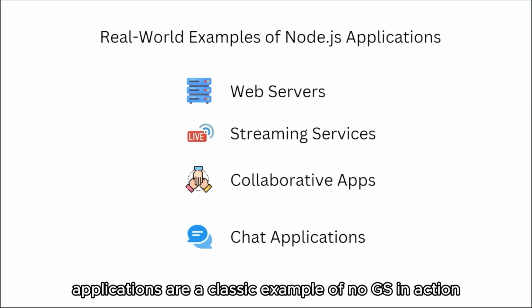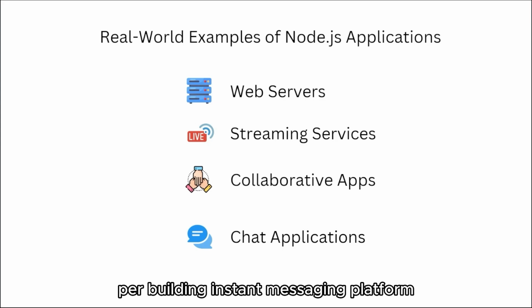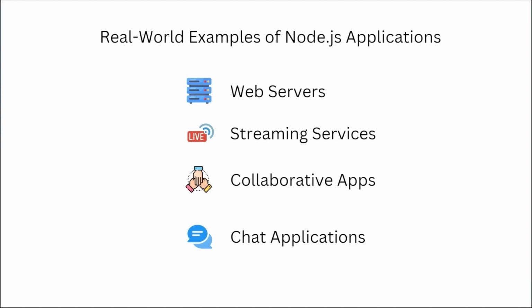And of course, we have chat applications. Real-time chat applications are a classic example of Node.js in action. Its ability to handle multiple concurrent connections makes it a top choice for building instant messaging platforms.